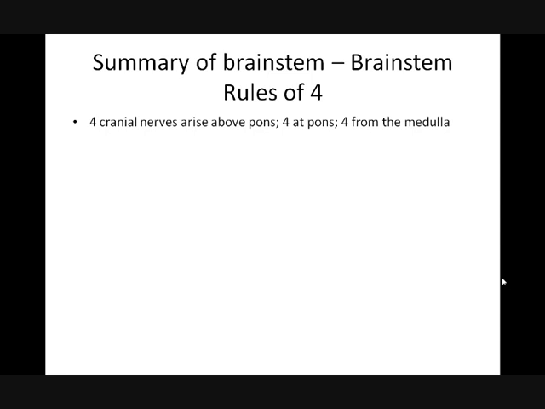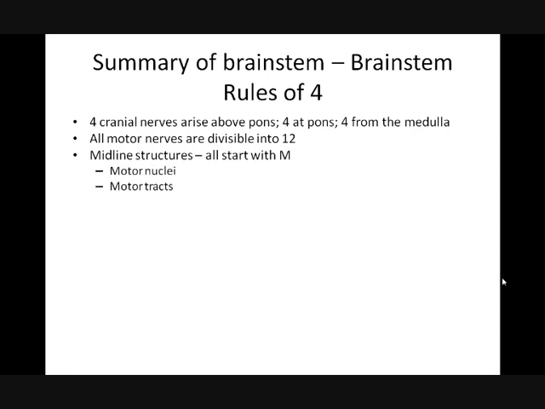The second thing that you need to know are that all motor nuclei are divisible into 12. So, cranial nerves 3, 4, 6, and 12 all mainly form the motor nuclei. The next thing that you need to know is that all the midline structures in the brainstem, so the ones that are affected by medial vascular lesions, all start with M. Important midline structures include motor nuclei, motor tracts, the medial longitudinal fasciculus, and the medial lemniscus. Sorry, I didn't remember it in the right order.